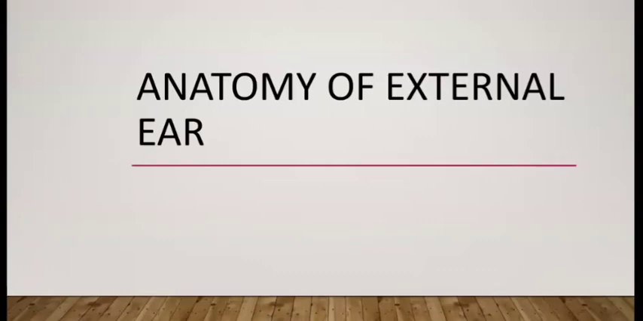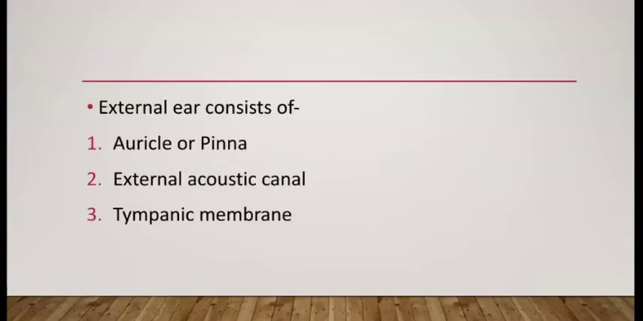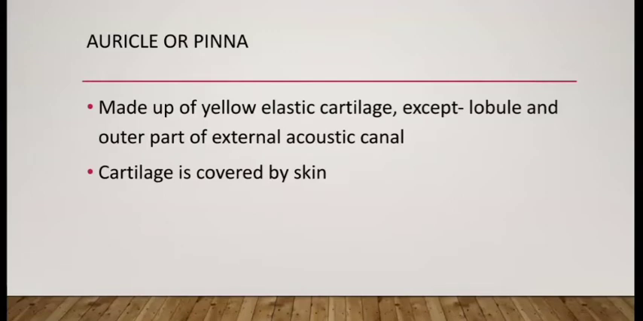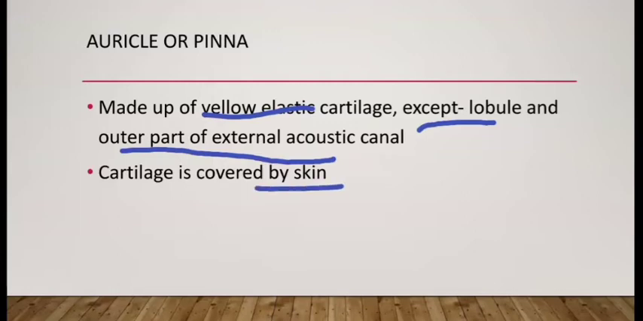So guys, in this video we are going to discuss the anatomy of the external ear. The external ear is divided into three parts: auricle or pinna, external acoustic canal and tympanic membrane. The auricle or pinna is made up of yellow elastic cartilage, which is present in all parts of the pinna except the lobule and the outer part of the external acoustic canal. This cartilage is covered by skin.